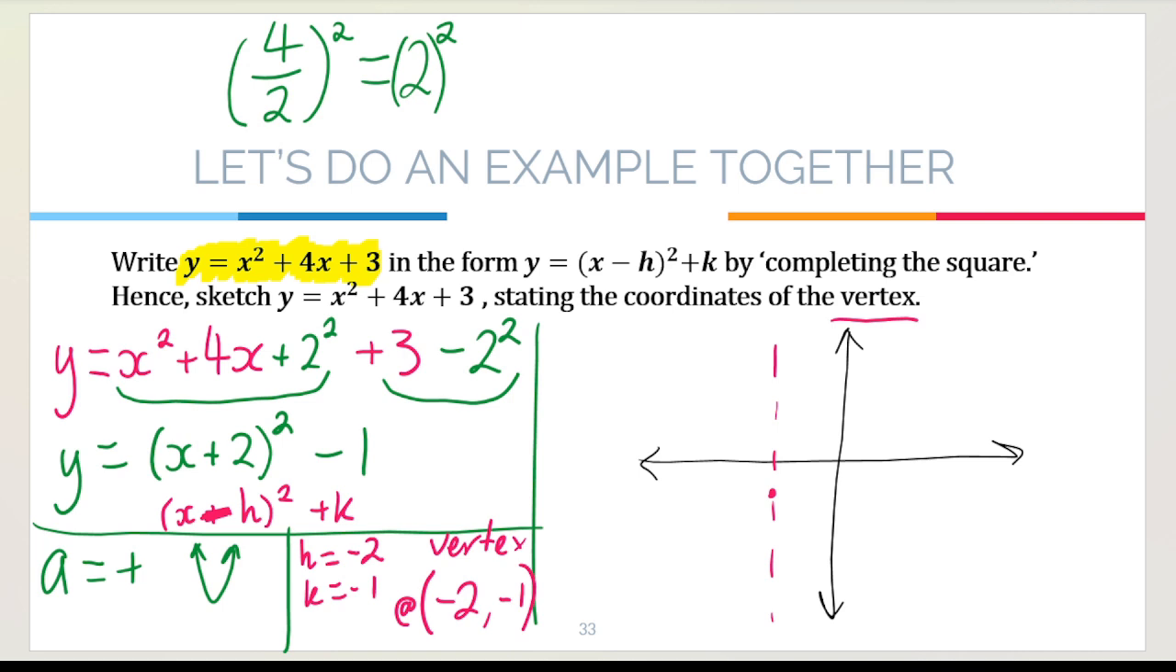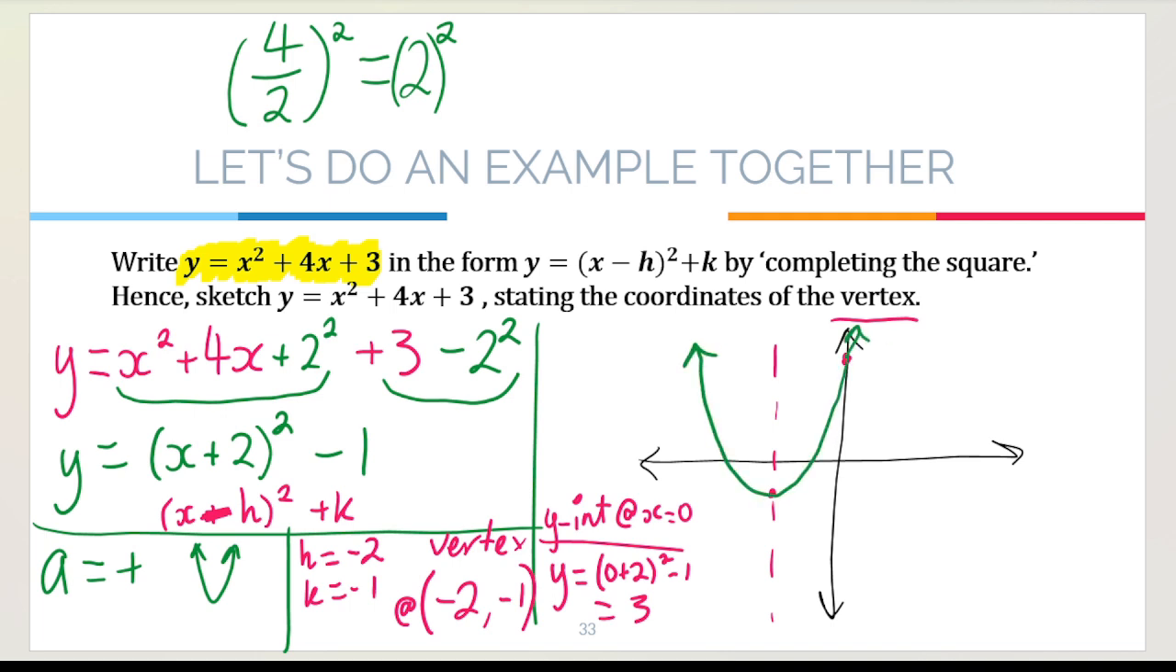We could find the y-intercept as well if we wanted to, so let's actually do that. Y-intercept at x equals 0, which will be at y equals 0 plus 2 squared take 1. So 4 take 1, which is 3. So let's draw in 1, 2, 3. And bingo, we've got a pretty good representation.